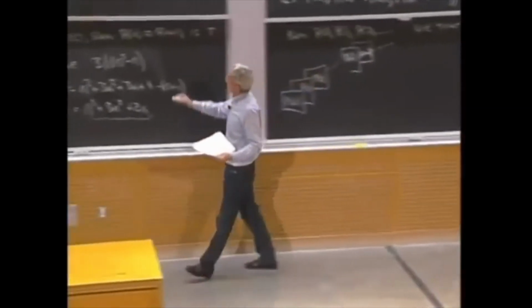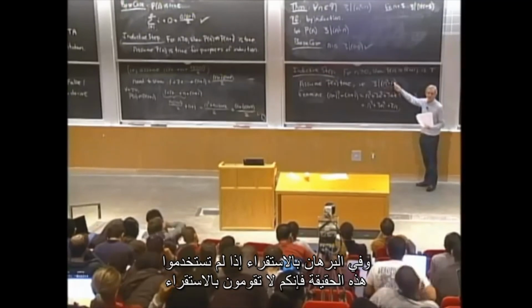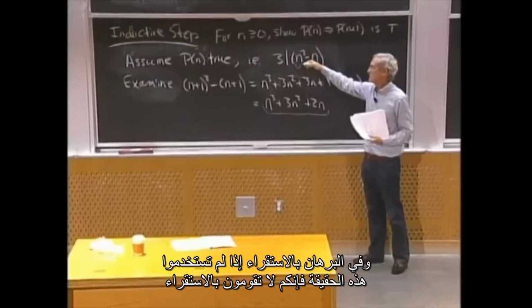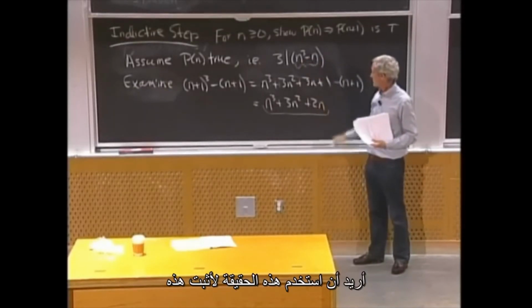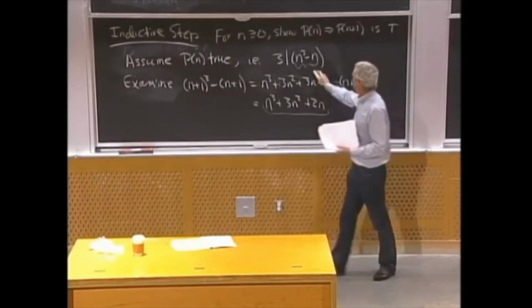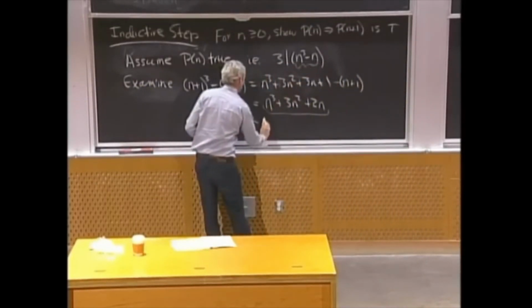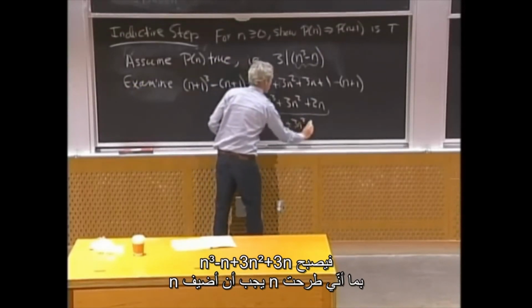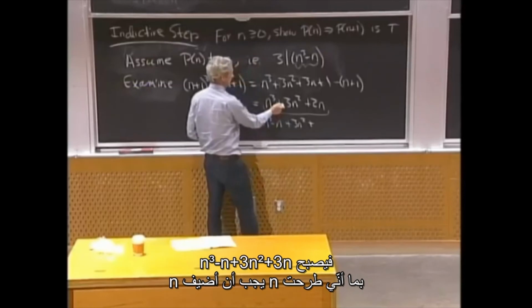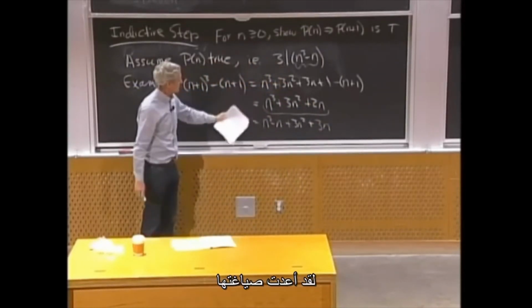I do know that this is a multiple of 3. I can use that fact. And in proofs by induction, if you're not making use of that fact, then you're not really making use of induction. Sort of a warning sign. So I want to use this fact to prove this. Well, let's get a minus n in here. This equals n cubed minus n plus 3n squared plus, well, if I subtracted an n, I've got to add an n, plus 3n.